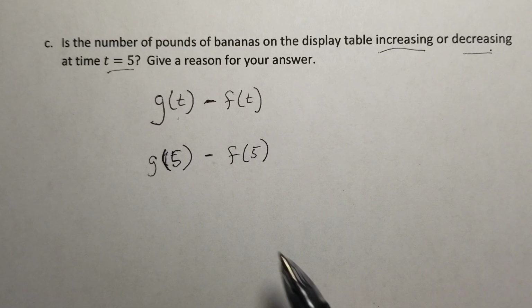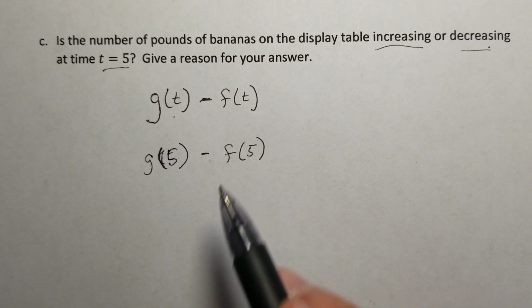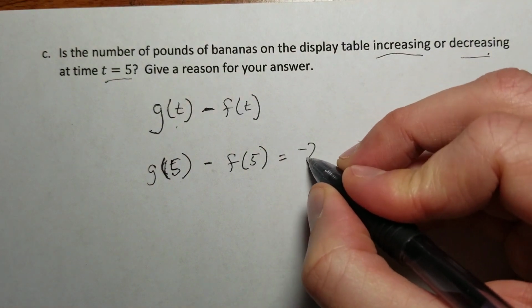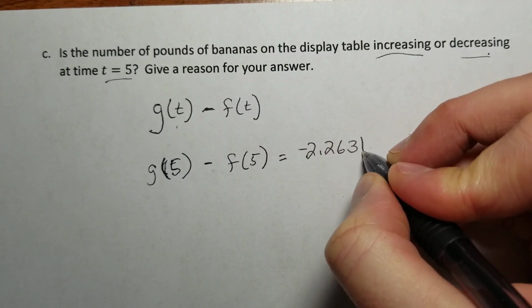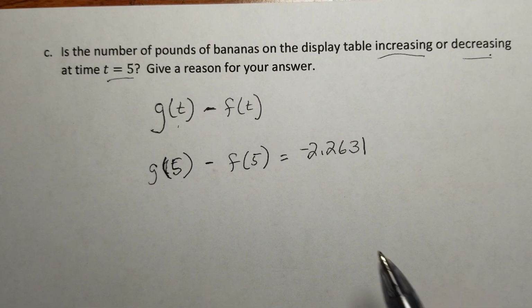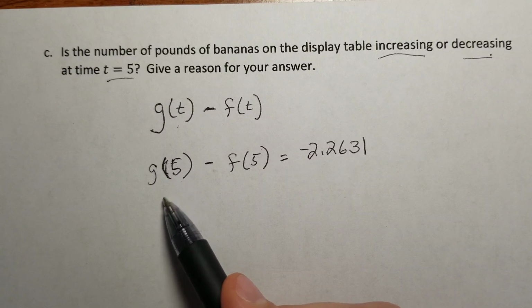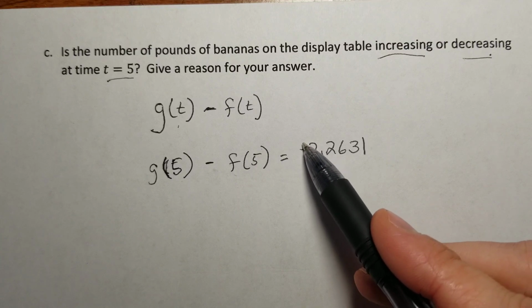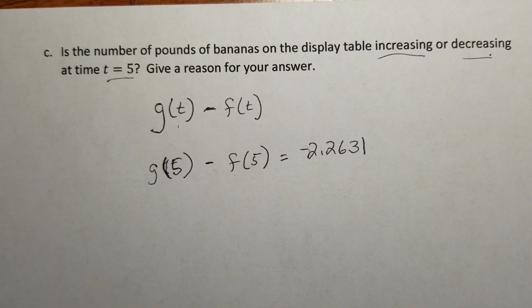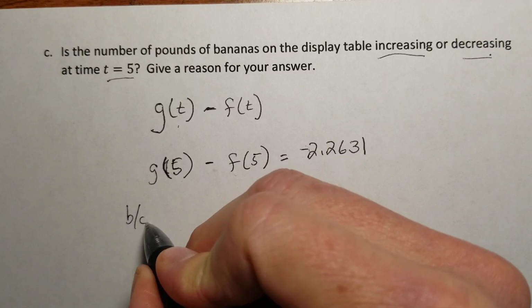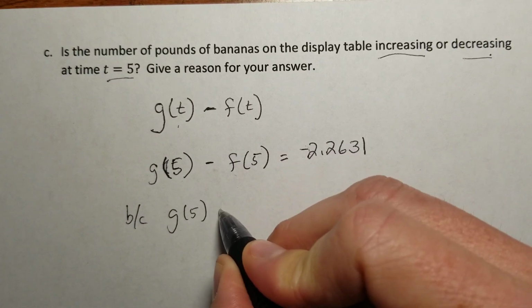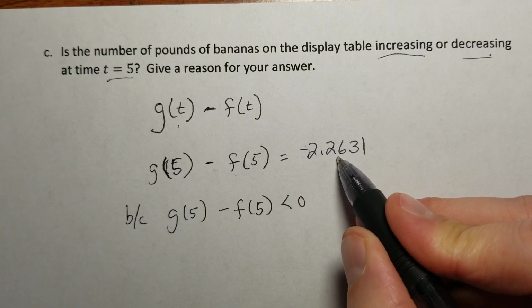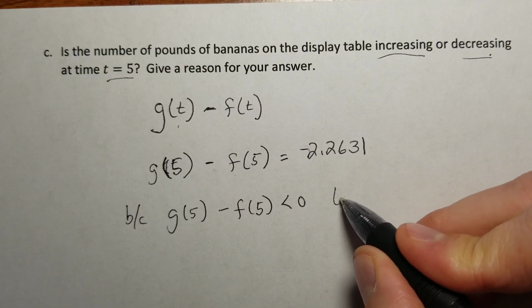Just go ahead and plug 5 into G in your calculator and subtract f of 5, and I think we'll end up with a value of negative 2.2631. Now, this tells us that f of 5 is bigger than G of 5 because we ended up with a negative answer. So, because G of 5 minus f of 5 is less than 0, right? It's negative.